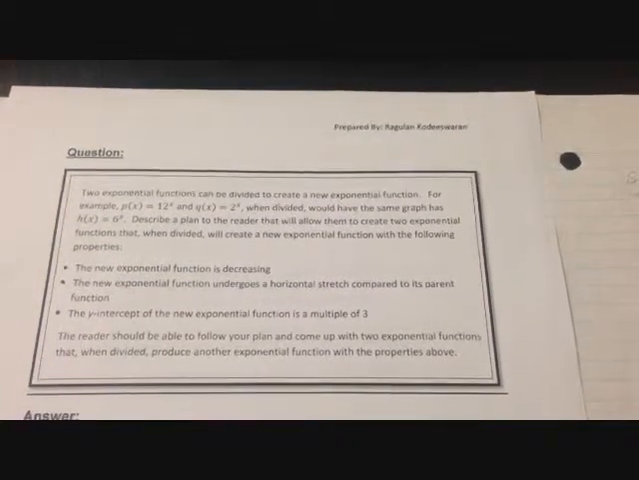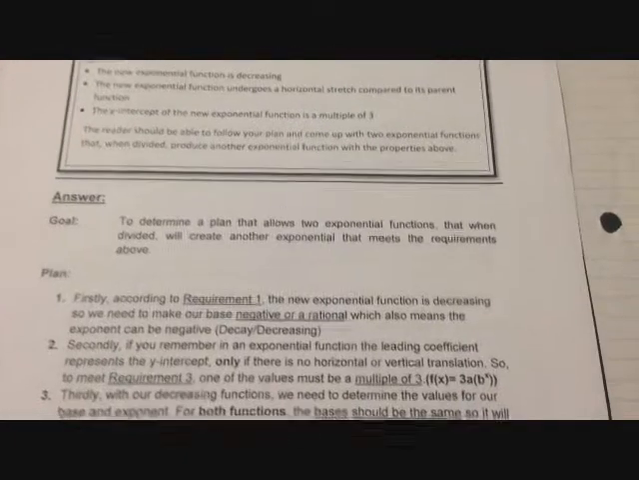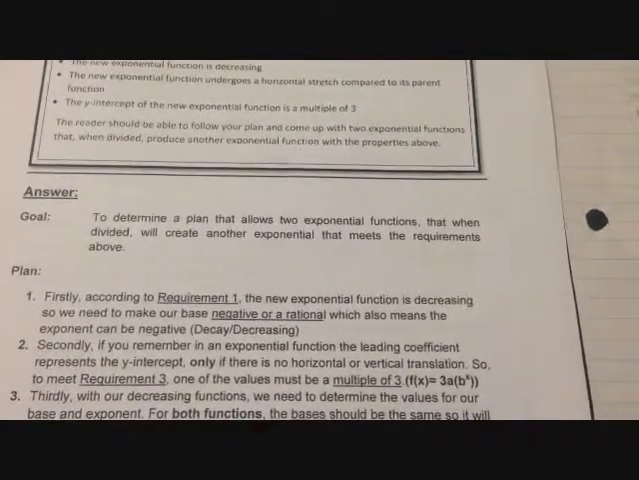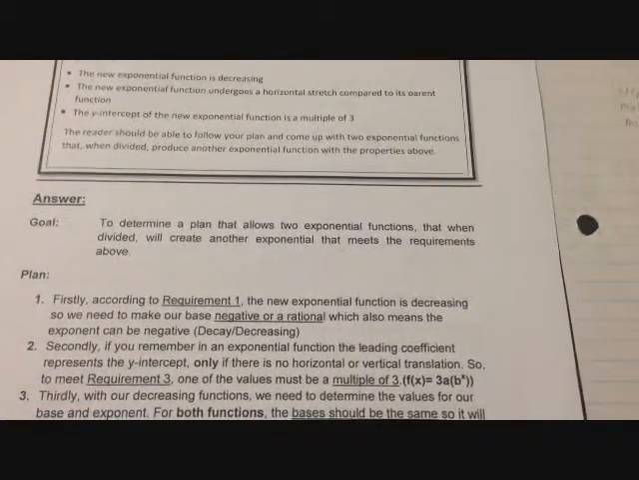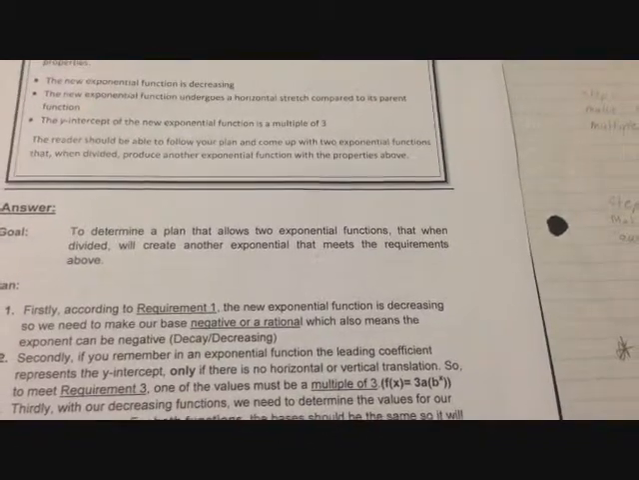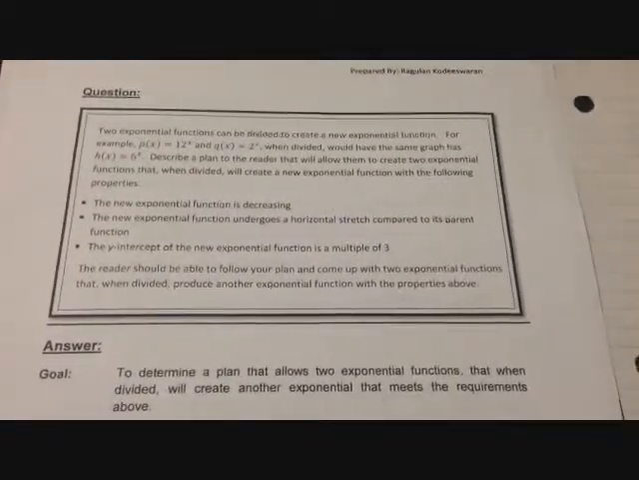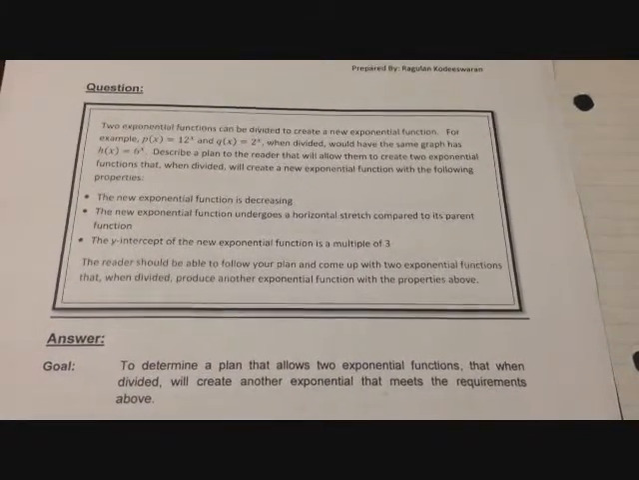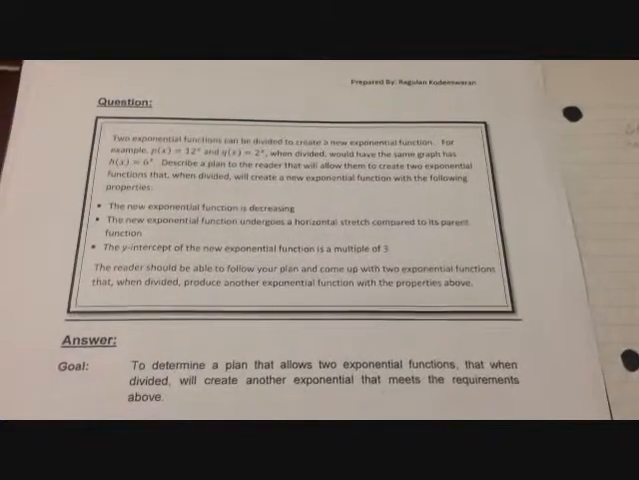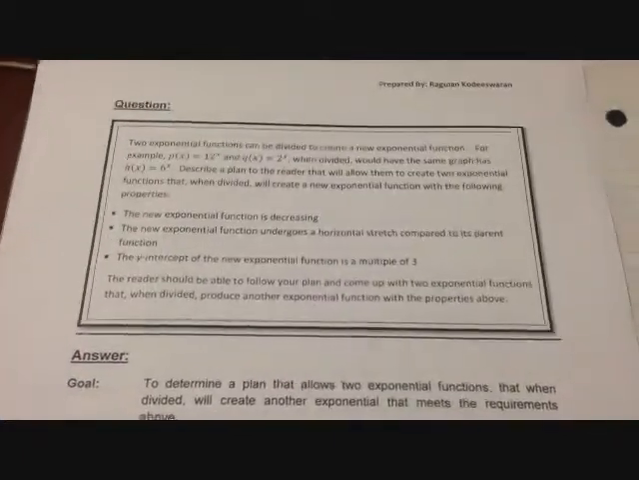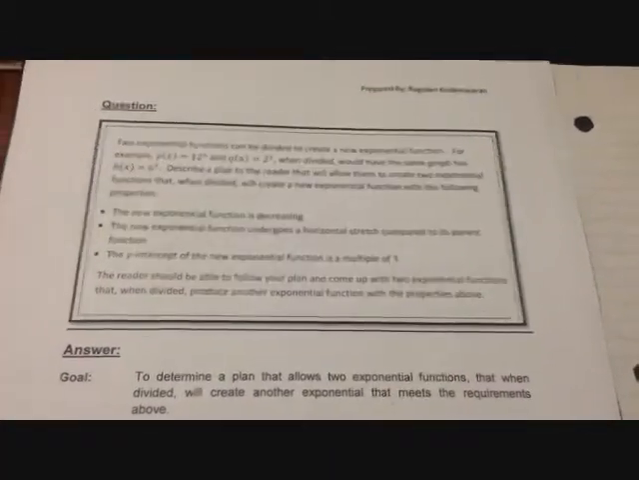This is Kris executing Ragulan's plan. The goal is to determine a plan that allows two exponential functions, when divided, to create another exponential that meets these requirements. The new exponential function is decreasing. The new exponential function undergoes a horizontal stretch, and the y-intercept of the new exponential function is a multiple of 3.